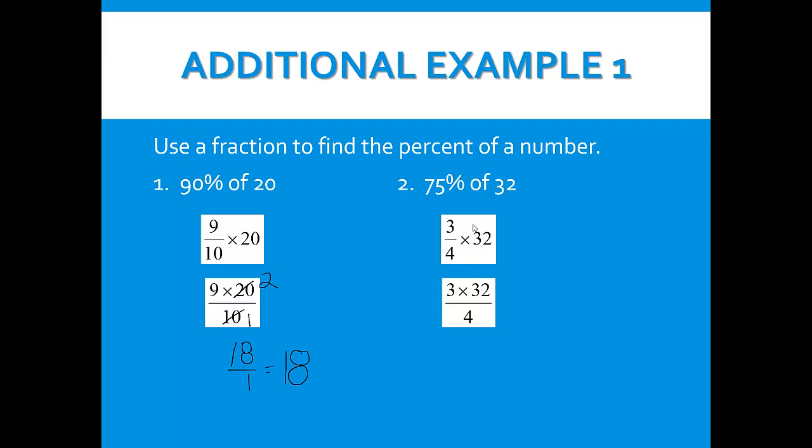Now we can simplify. 32 and 4 can both be divided by 4. 32 divided by 4 is 8. And 4 divided by 4 is 1. Now we multiply across. 3 times 8 is 24. And then I have that over 1. And 24 over 1 is 24.